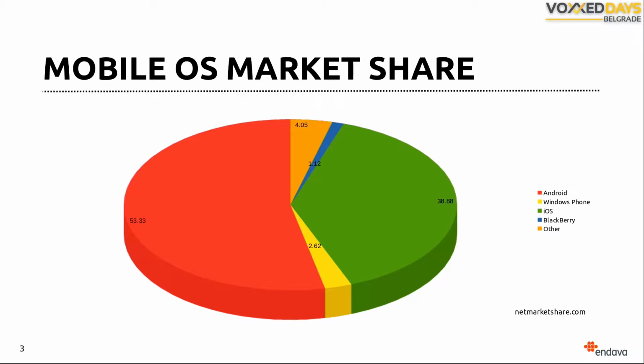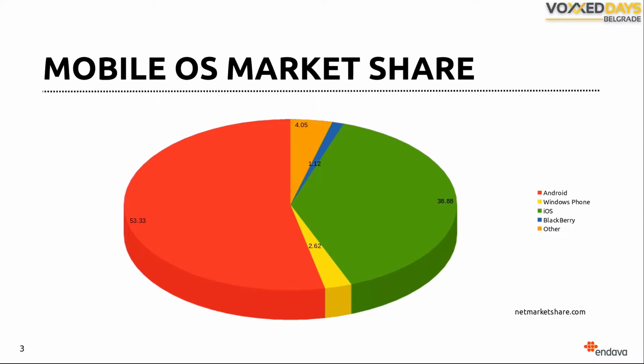Let's look at the mobile market share today. I pulled this chart from Net Market Share, and I think these percentages are pretty much right when it comes to the share of Android, Windows Phone, iOS and other operating systems in the mobile world. And as you can see, Android is dominating here, and iOS is the second most popular mobile system.